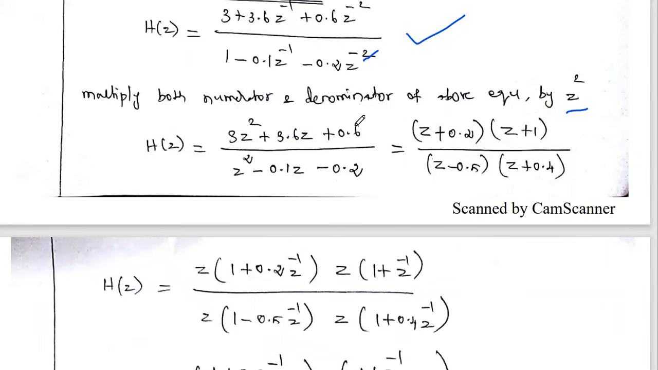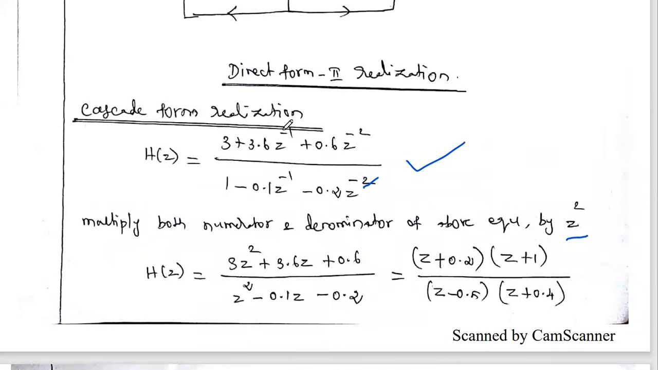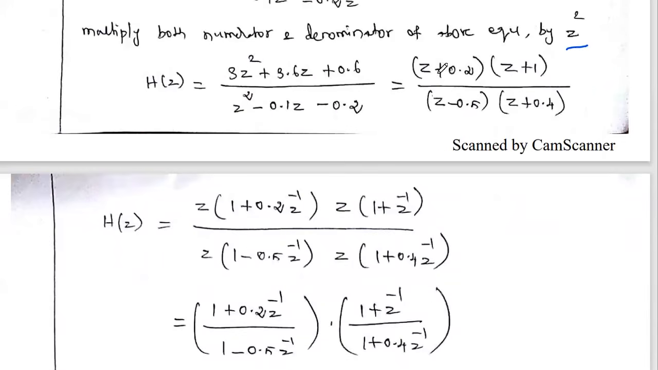Then we have to factorize the numerator polynomial and denominator separately. Using a calculator or otherwise, this is a second order equation, so you find the roots using the formula minus b plus or minus square root of b squared minus 4ac, divided by 2a. Factorizing the numerator, we get 3 times (z plus 0.2) times (z plus 1). Similarly, the denominator gives (z minus 0.5) times (z plus 4). So you split like this. But to realize, we want H(z) in negative powers of z, while here all are positive z, so in reverse we convert back into negative z.